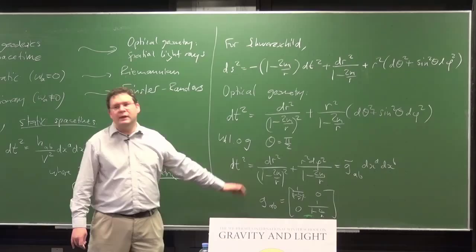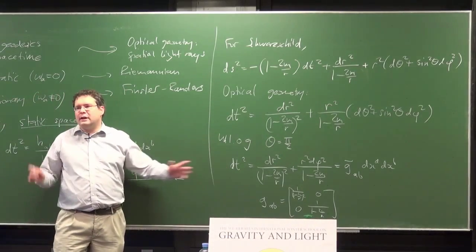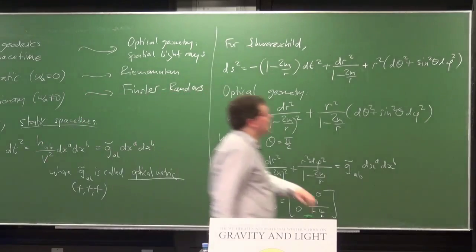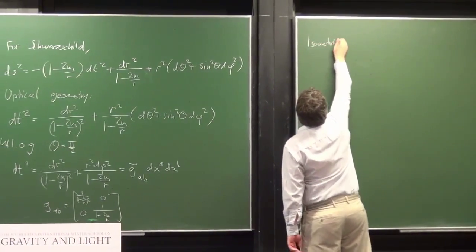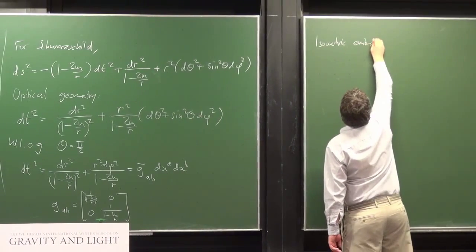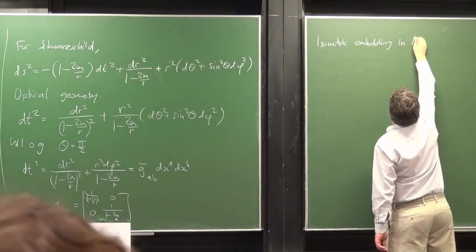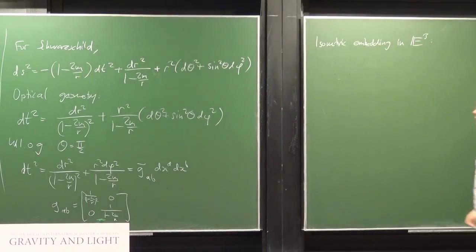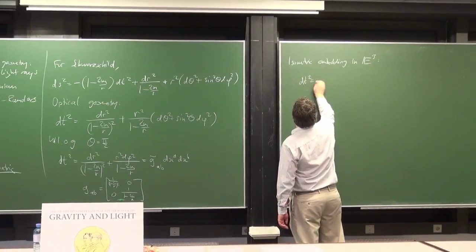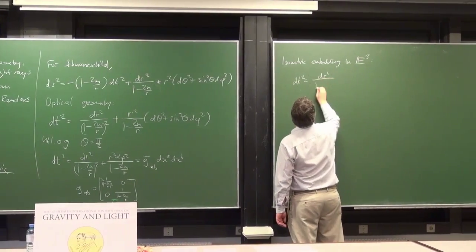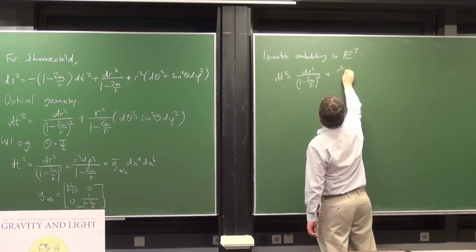That's a surface, two-dimensional. Let's try and see what it looks like by embedding it isometrically in R3 or E3, right? So in three-dimensional Euclidean space, what does that mean? Well, you probably know this anyway. So here's again our line element.